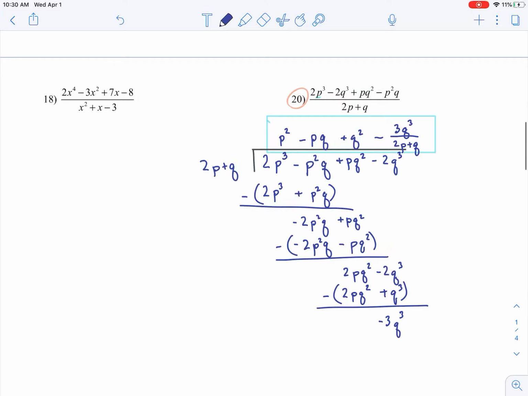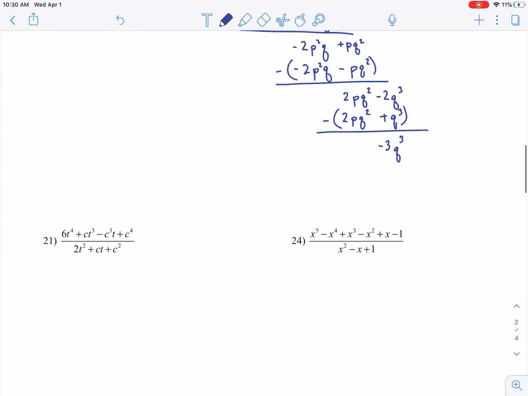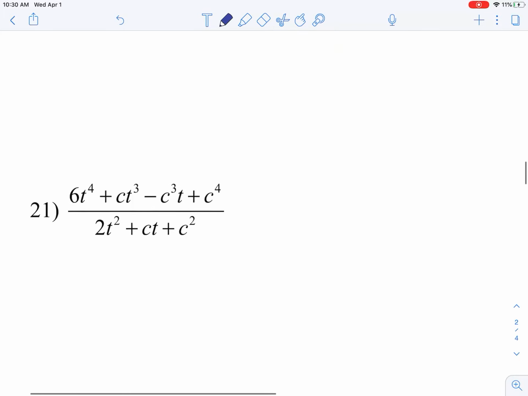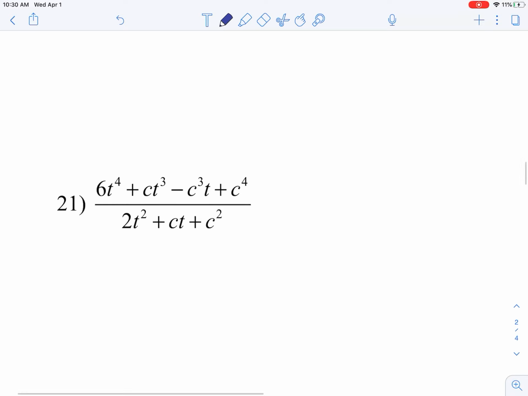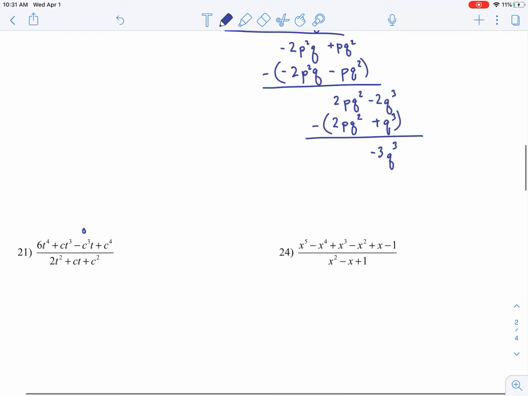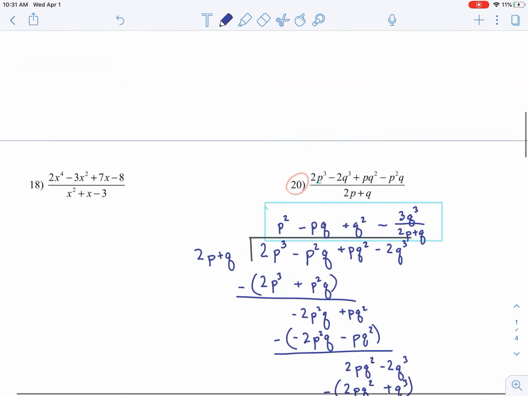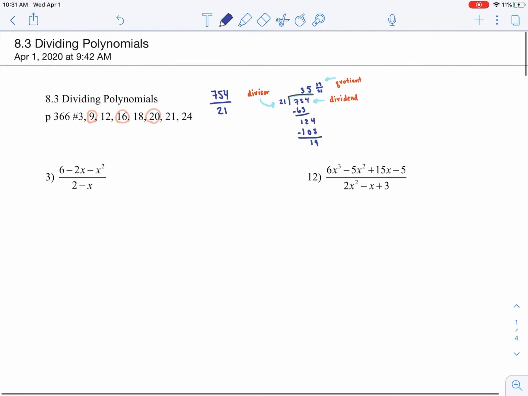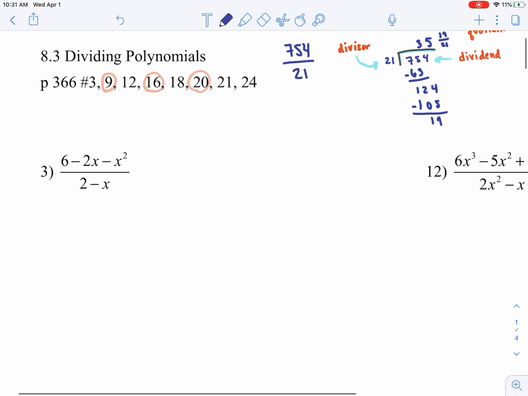Okay. Good luck on these. See what you can do. In number 21, the t's. Make sure the t's go in decreasing order and that you have a placeholder for the t cubed, or t squared. Make sure you have a placeholder in number 21. And what else is a little tricky? Number 3, make sure that your terms go in descending order. So start off with that negative x squared.